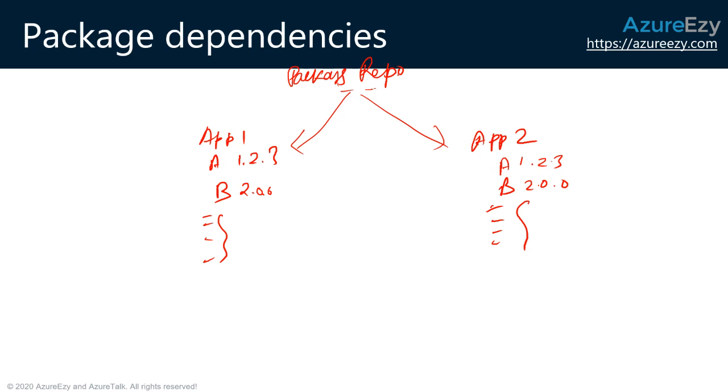Now, suppose these packages might be some public packages like NuGet.org, right? Now this NuGet.org is a public thing. We have already discussed this is a public repository. This package might be coming from a developer which you don't know.